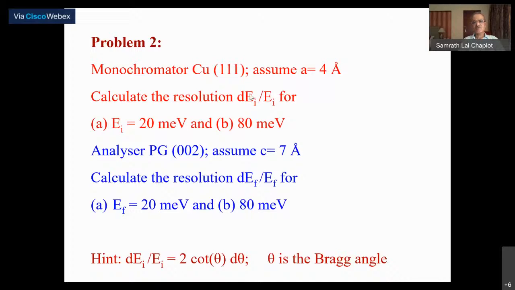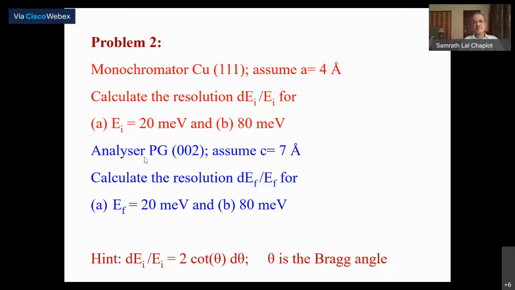So the resolution also depends on what is the angular divergence of the beam. So assume an angular divergence of just 1 degree, okay, and calculate this quantity, dE/E. As a hint, you can actually derive that this quantity is nothing but 2 cot theta d theta, where theta is the Bragg angle, and d theta is the divergence of the neutron beam. And the same would apply to the scattered neutron energies.